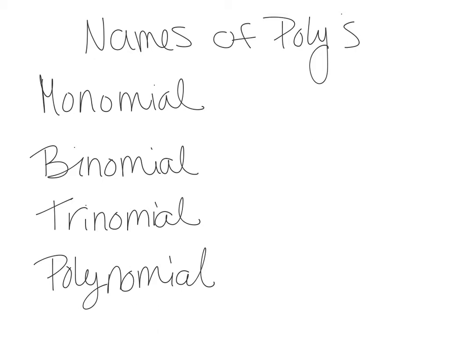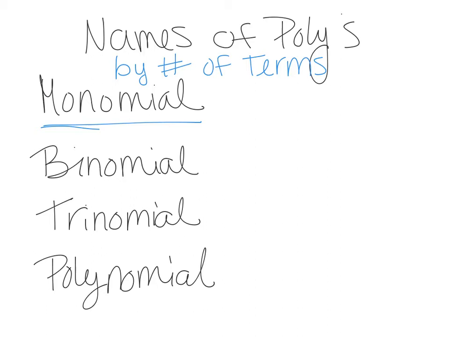Now, each of the polynomials that we're going to look at has a specific name, and you name them by the number of terms that you see. So, the first word that we have here is monomial. Mono, that prefix, if you remember, that means the number 1. So a monomial is a polynomial of only one term.